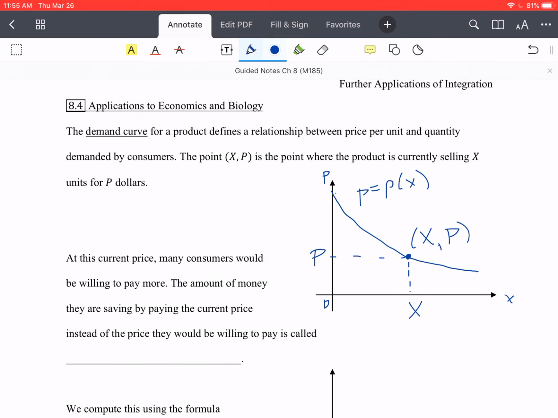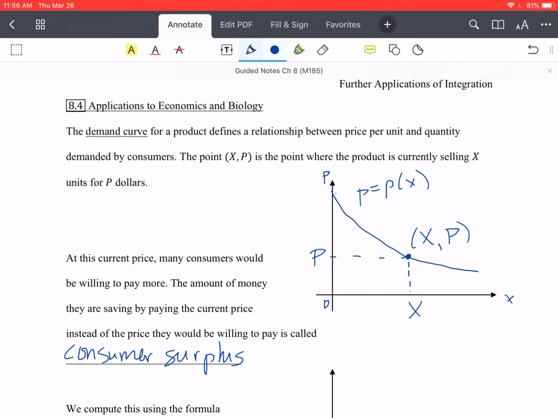The amount of money that they are saving by paying the current price instead of the price they would be willing to pay is called consumer surplus. So consumer surplus. Okay, so in my candy bar example, I would be willing to pay up to $1.50 for a candy bar. I'm only paying $1 right now. So that means that I have saved 50 cents. Right? 50 cents that I would have been willing to pay, but I didn't have to because of the current price. Okay?